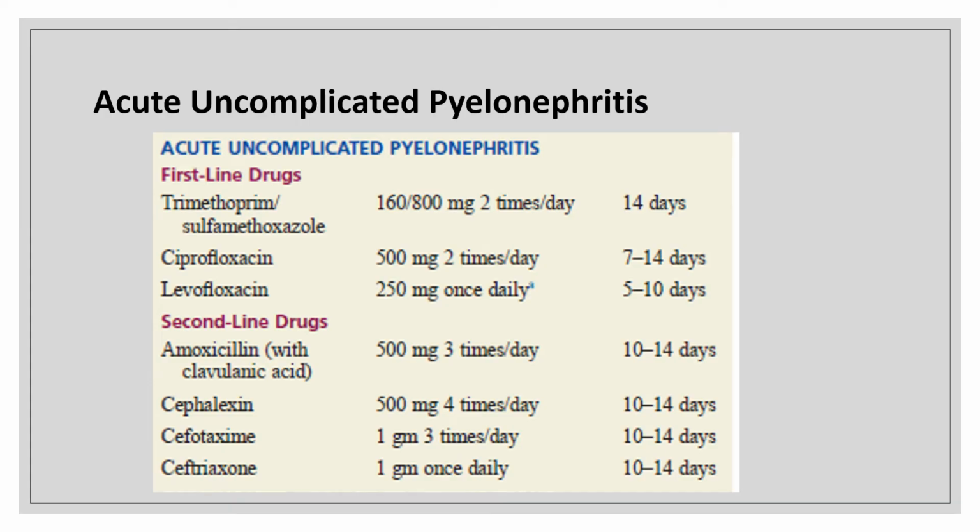For the treatment of acute uncomplicated pyelonephritis, mild to moderate infection can be treated at home with oral antibiotics. Preferred options are trimethoprim-sulfamethoxazole or cotrimoxazole, and the treatment should last for 10 to 14 days for moderate to severe infection.